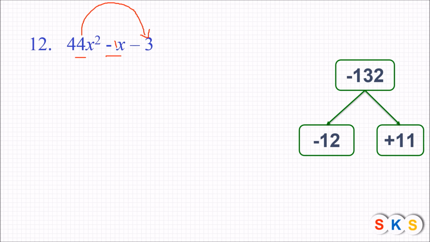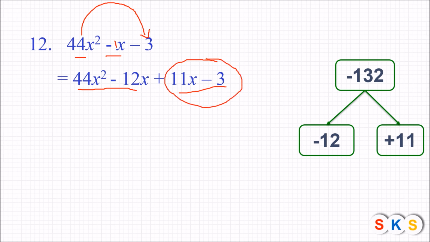So I'm going to split the middle term as minus 12x plus 11x. After splitting the middle term, we will make groups of binomials. This is your first group of the binomial, and this is your second group of the binomial. So now we will take the common in the first group. The common in the first group is 4x, because 44 means 4 into 11, and 12x means 4 into 3. So the common is 4x. And what is common in the next group? 1. 11 you can write as 11 into 1, and 3 you can write as 3 into 1.